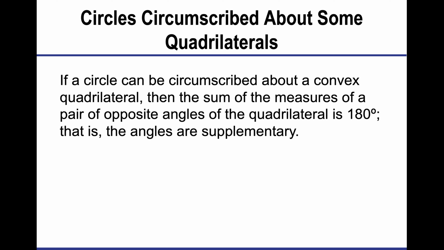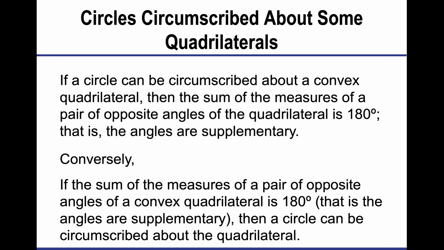If a circle can be circumscribed about a quadrilateral, the sum of the measures of a pair of opposite angles in the quadrilateral is 180 degrees. So that means that the opposite angles are going to be supplementary. Conversely, we can also prove that backwards, which is what a converse does.